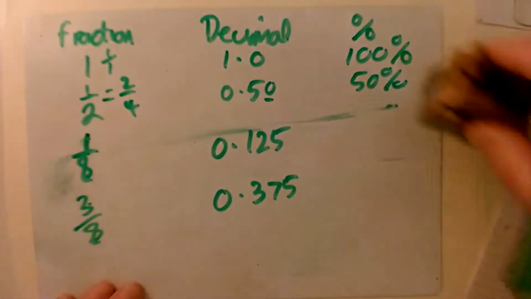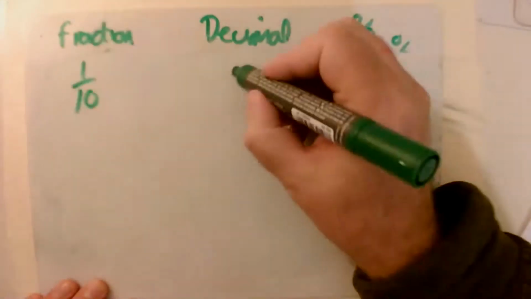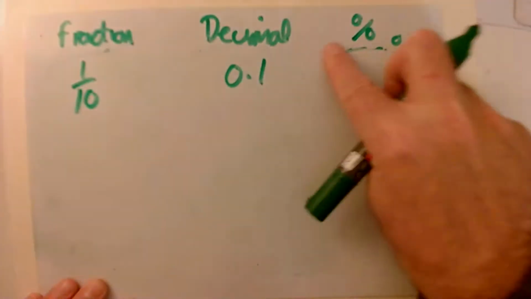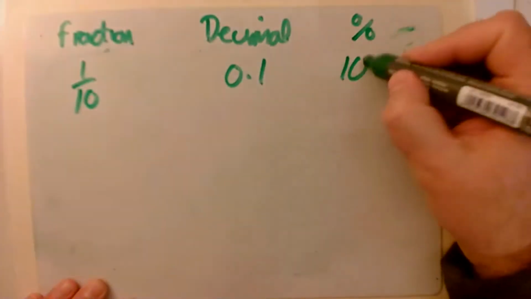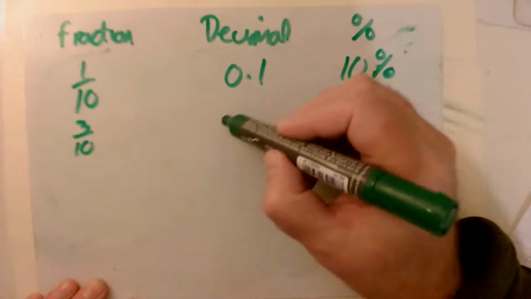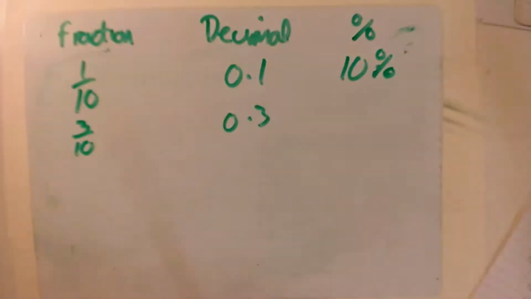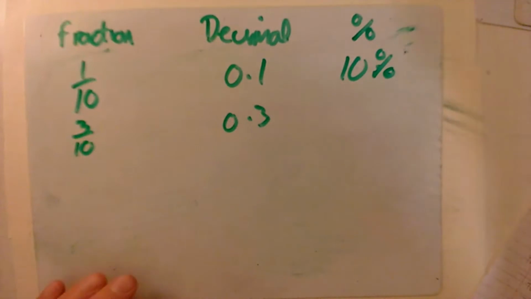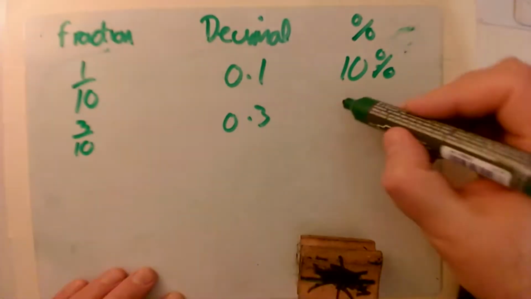Right, let's look at some more. As I said, write these down if you want. If you're really confident and you know them, I'll show you ways of working them out even if you forget them. So we've got 1/10, decimal 0.1, and percentage 10%. Therefore 3/10, you're just timesing that by 3, 0.3, etc. 7/10 is 0.7, 8/10 is 0.8, etc.